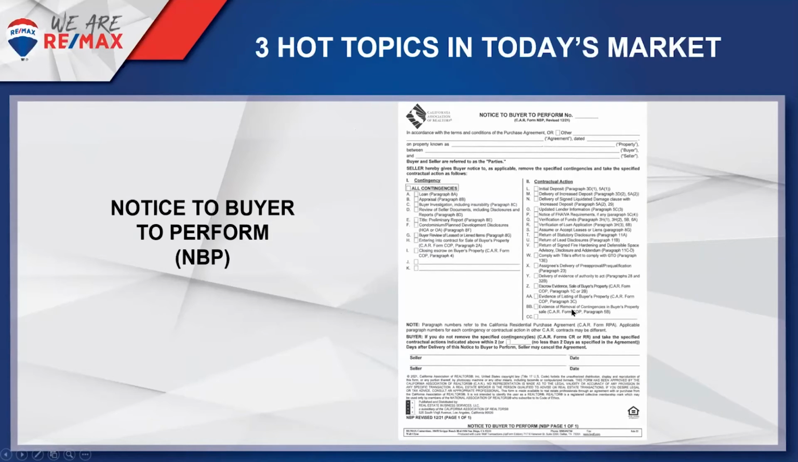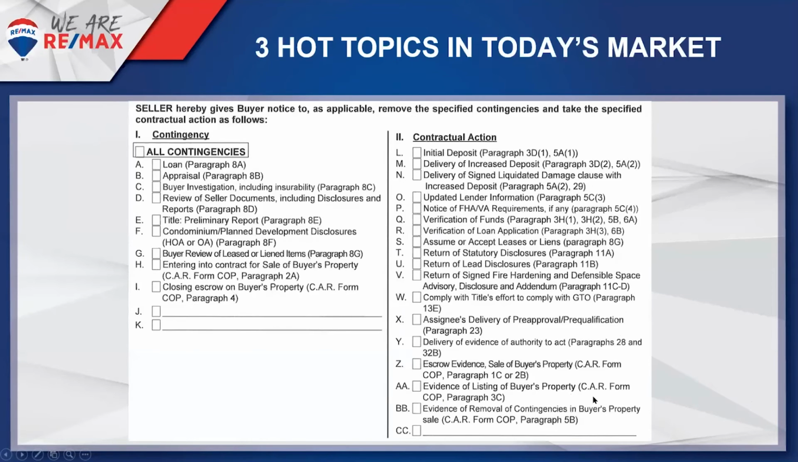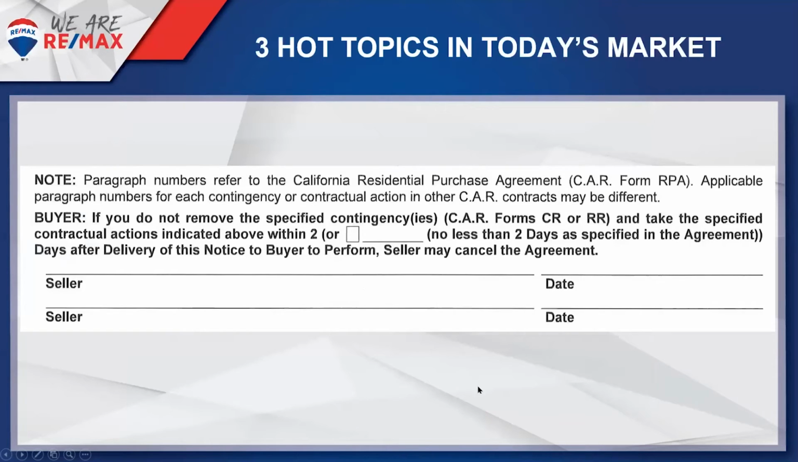Okay, I'm not going to spend a lot of time on this. In fact, I'm going to zoom through it. The notice of buyer to perform has been extended and enlarged quite a bit, but it's very, very straightforward, very simple. Everything's itemized. You check the appropriate box, removing contingencies or taking a contractual action. And then they have 2 days. And the contract doesn't really allow you to modify those 2 days. The old RPA, we used to teach buyers to plug in 3 or 4 days sometimes, but that's not available to us in the new contract.